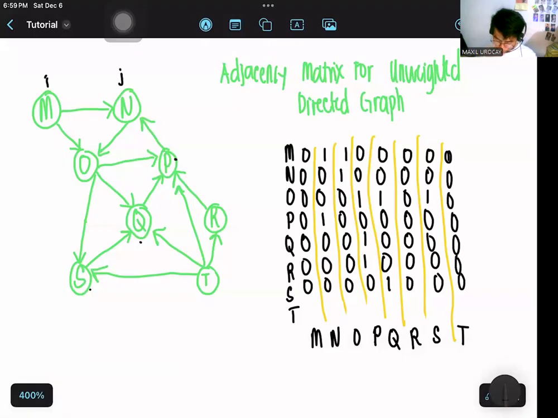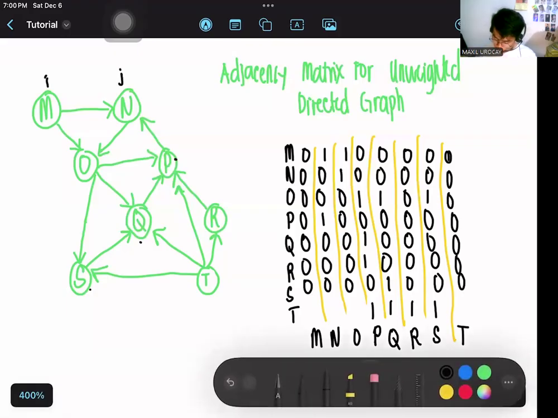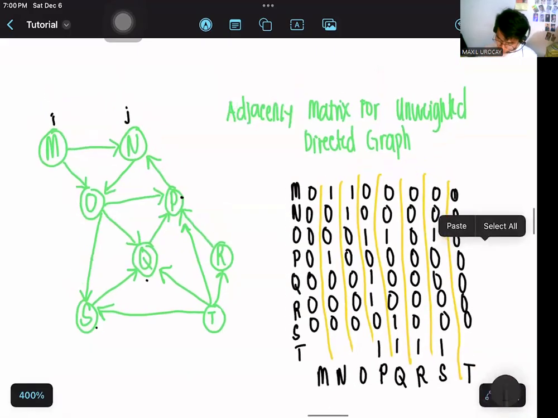Okay. Now, in terms of letter T, T is connected to Q. TQ is 1. TS is 1. TP is 1. Then TR is 1. So that's the only direction from T. So the rest will be zeroed out.